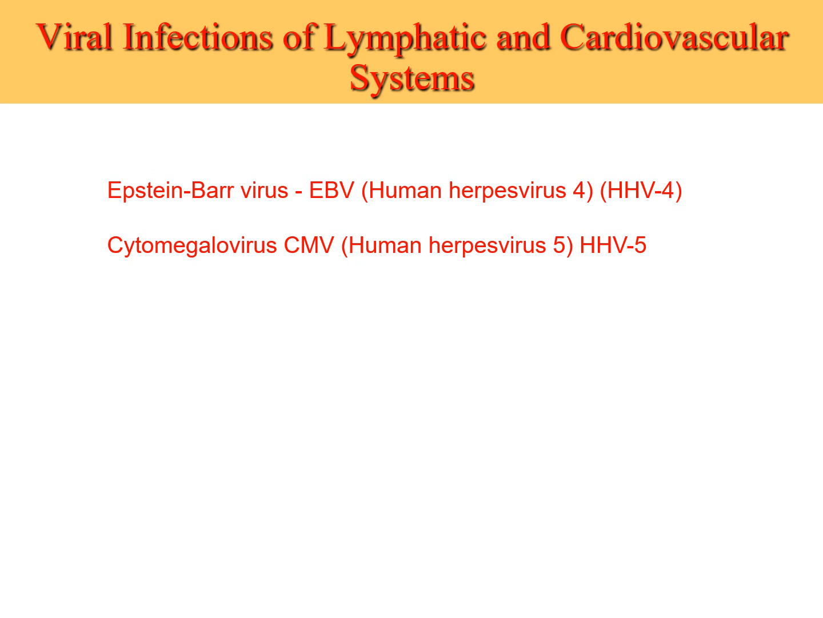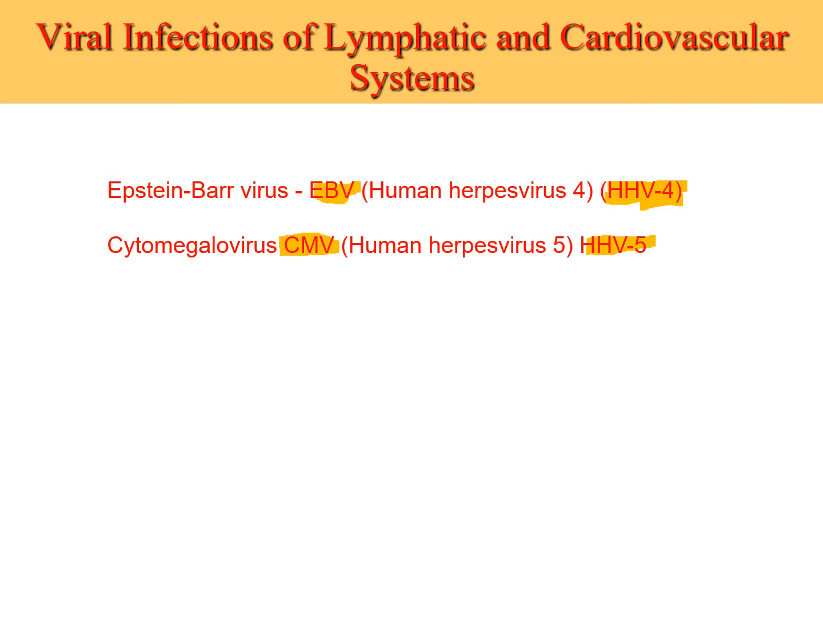Okay, those were bacterial organisms. Now let's talk about viral infections of the lymphatic and cardiovascular systems. Two of the viruses that can infect these systems, which of course are connected together, lymphatics drain into the cardiovascular system, are human herpes virus 4, HHV4, more commonly called Epstein-Barr virus or EBV, and HHV5, more commonly called CMV or cytomegalovirus.